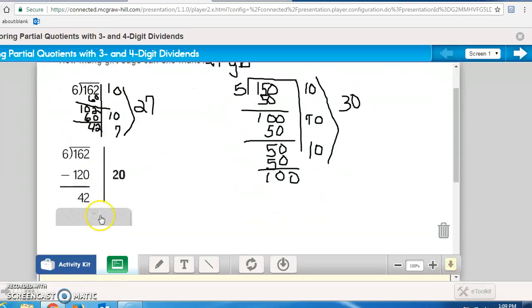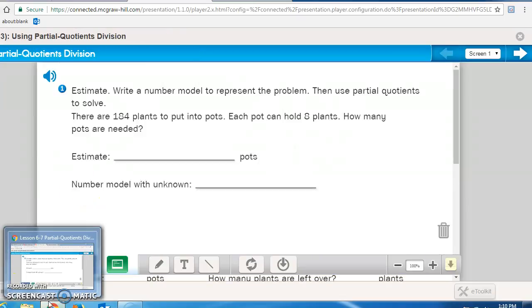And again, this is just showing you that instead of doing it by 10, this student understood that they could automatically do 20. So they just went ahead right away and put 20 down, multiplied it back, and then subtracted it. Remember, using partial quotients division will become easier the more you practice.